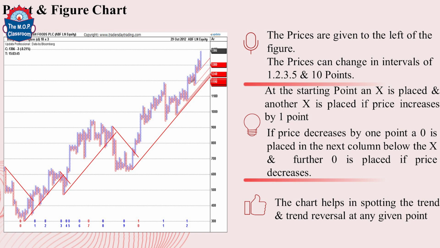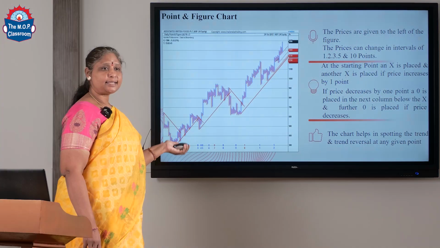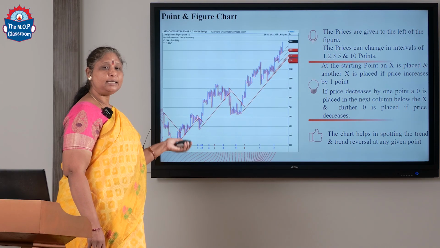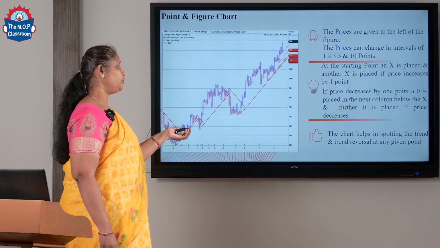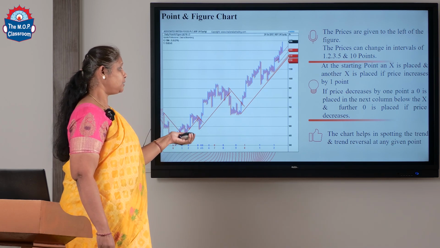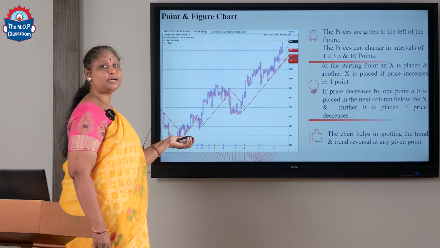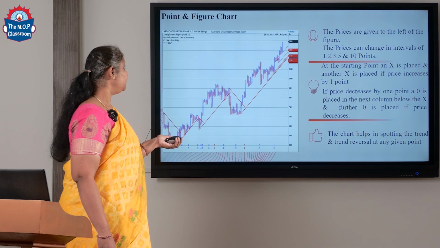At the starting point, an X is placed, and another X is placed if the price increases by 1 point. If the price decreases by 1 more point, an O is placed in the next column. Like that, X's and O's are placed depending on the advancement or decline of prices over a period of time. So this chart helps in spotting the trend and the trend reversal at a given point of time.